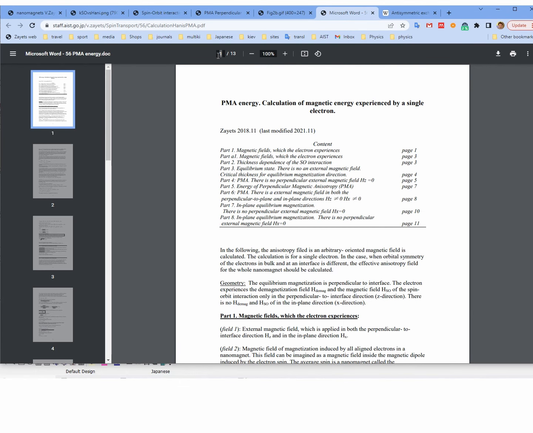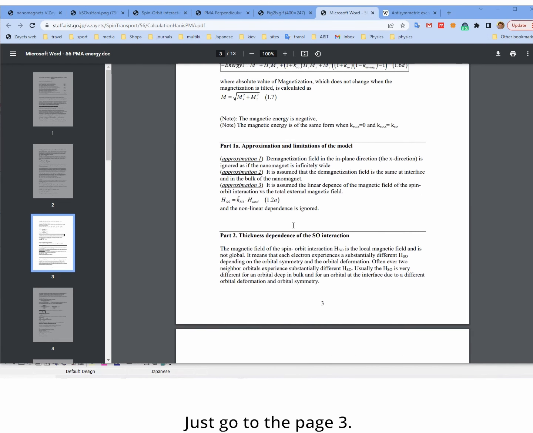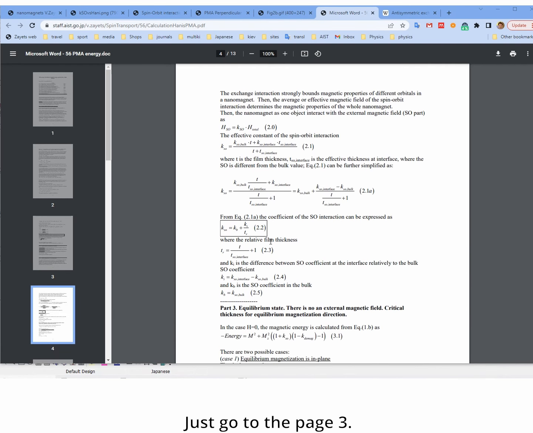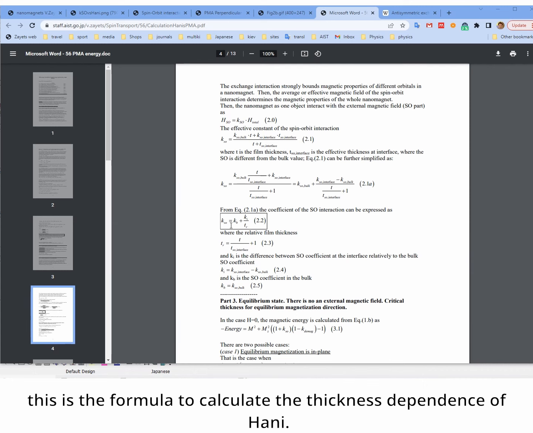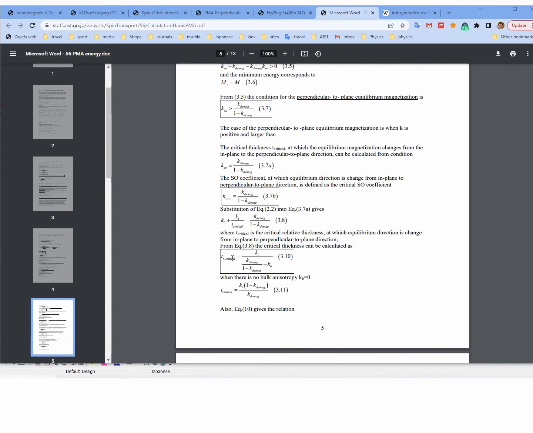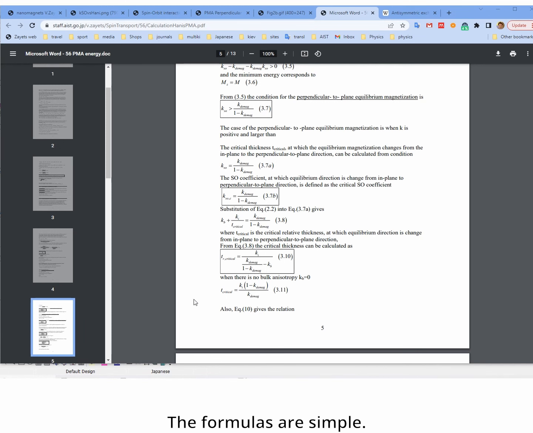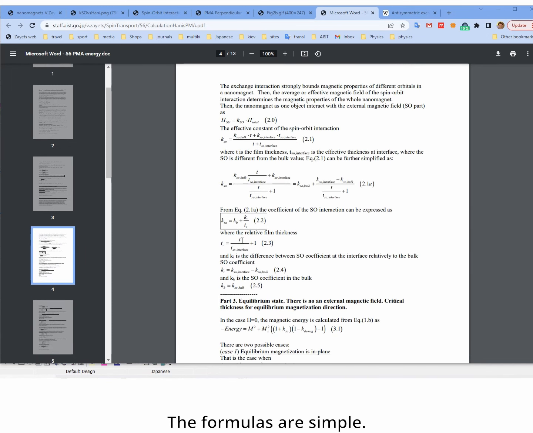You can calculate the critical thickness from here. Just go to page 3. This is the formula to calculate the dependence of the coefficient of spin-orbit interaction on thickness, and this is the formula to calculate the critical thickness. The formulas are simple. Experimental data are more complex though.